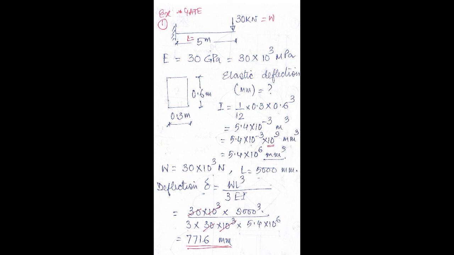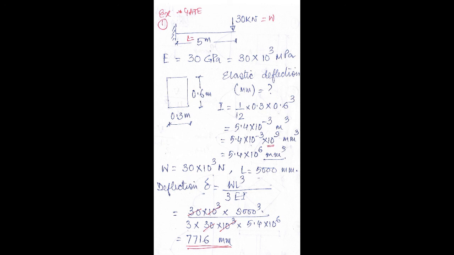Step number 1. First we have to find the moment of inertia of the rectangular cross section, that is 1/12 BD cube. The value of B is 0.3 meter. D is 0.6 meter. So 1/12 into 0.3 into 0.6 cube. That comes out to be 5.4 into 10 to the power minus 3 meter cube.